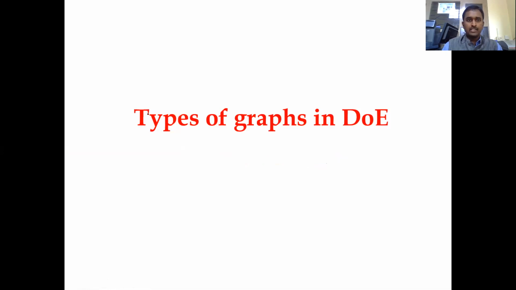So, in this section of DOE, we are going to discuss the types of graphs that are used most of the time when you are presenting the results of DOE. I'm using the term "most of the time" because there are a number of graphs, but the ones we are going to discuss are presented repeatedly in publications, because these graphs are highly helpful to interpret the results.